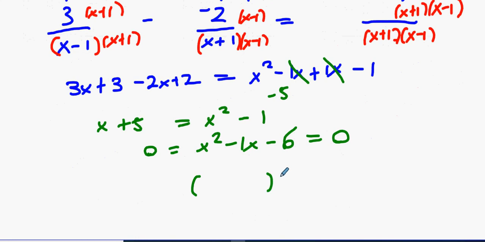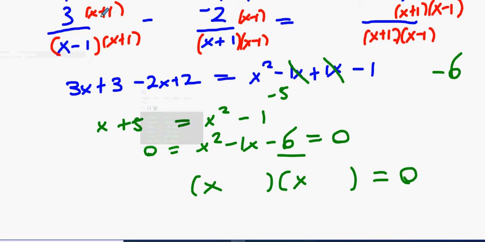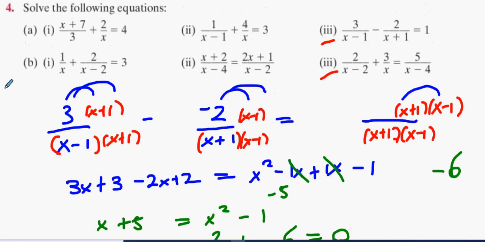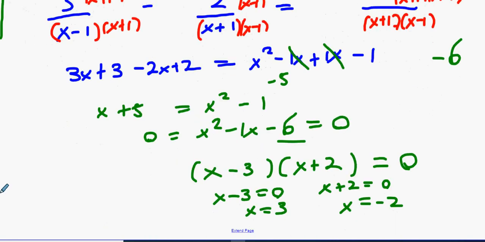Two numbers that multiply to give me minus 6, but add to give me minus 1. Multiply to give me minus 6, add to give me minus 1. Minus 3 and plus 2. Then what do we get? x minus 3 equals 0, x equals 3, x plus 2 equals 0, x equals minus 2. We all good with that? Okie dokie. Alright, good portion of it.